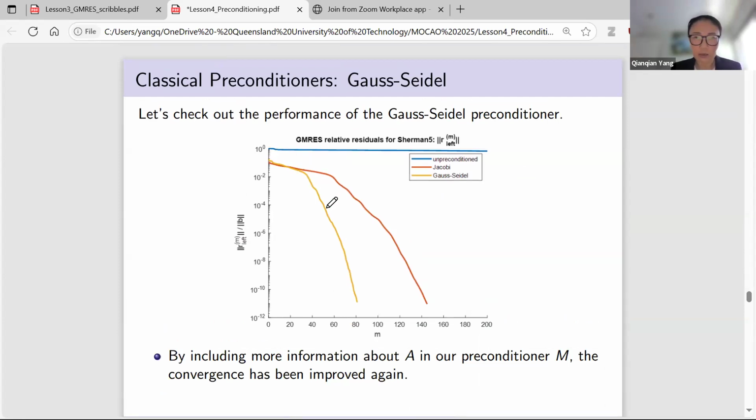So this yellow one is the performance for my Gauss-Seidel preconditioner. You see that this time it achieved the desired tolerance in about 80 iterations. So by including more information about A in our preconditioner M, the convergence has been improved again. For Jacobi, it is really just taking the diagonal values, and for Gauss-Seidel, I take the lower triangular part of A. And remember that Gauss-Seidel is still very cheap to apply because it's lower triangular, so you can just do forward substitution.